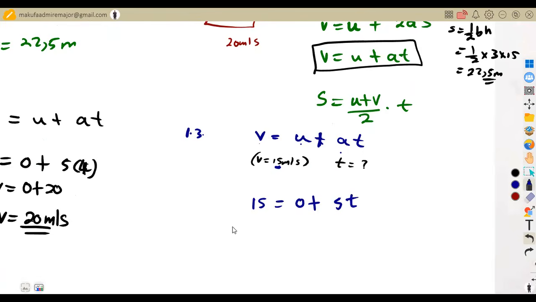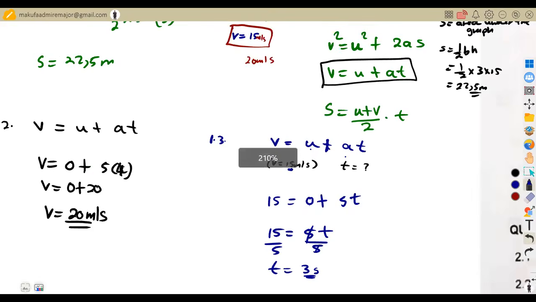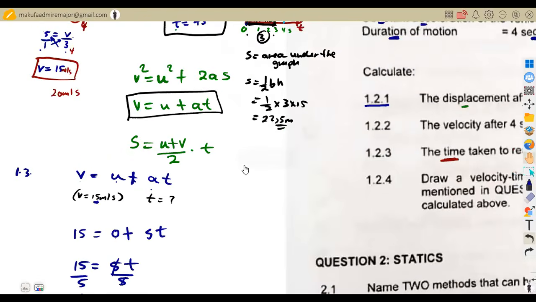So that means we can calculate the value of t from there. 15 is equal to 0 plus 5t, which is 5t. To find t, we simply divide by 5. So t is going to give us 3 seconds. Remember, time is measured in seconds. So our time was 3 seconds. All right, so that was the whole idea of our question.